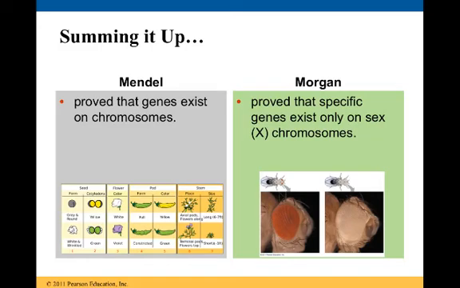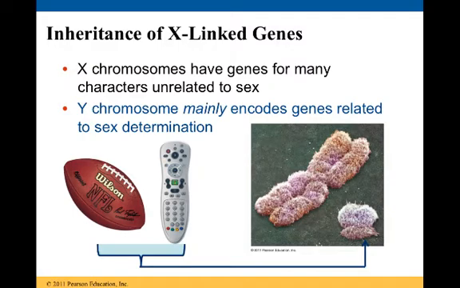Summing it up, Gregor Mendel proved that genes exist on specific chromosomes, and when chromosomes are passed from parent to offspring, the genes also are passed. Thomas Hunt Morgan proved that specific genes, a small handful of genes, exist only on the sex chromosomes. In this case, the color of the eye for fruit flies is located on the X chromosome. In humans, the X chromosome has most of the genes, many more that are unrelated to sex, whereas the Y chromosome has just a few genes that are found on it.